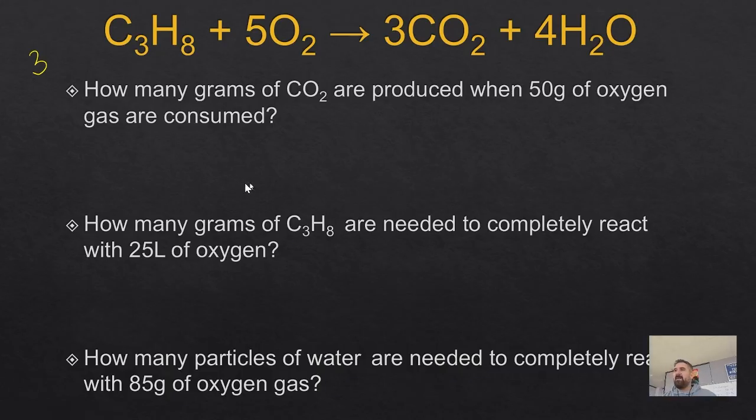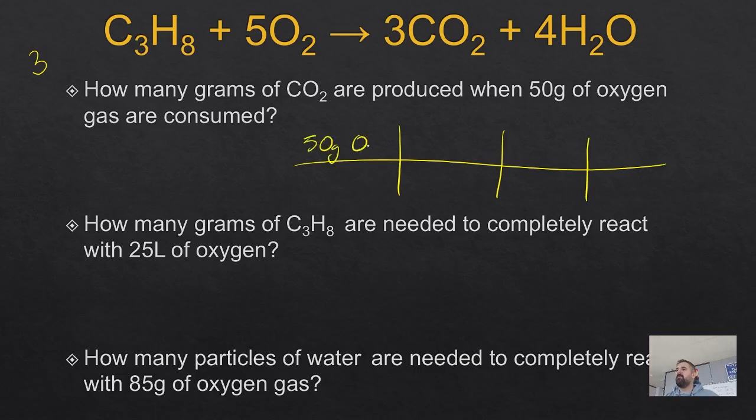Okay, let's take a look at this first one. How many grams of CO2 are produced when 50 grams of oxygen are consumed? We already know this is a 3-step. What's our given here? 50 grams of O2. What unit goes down here? Grams of O2. Anytime we write grams of something, we need to calculate the molar mass. Molar mass of O2 is 32 grams. How many moles is that? 1 mole of O2.